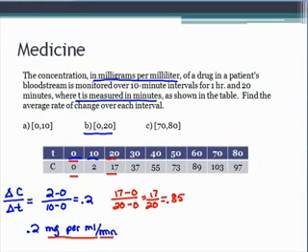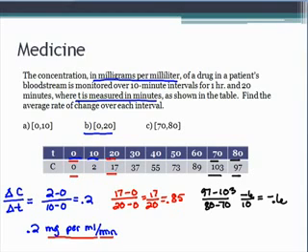And then the last one, from 70 to 80. So the change in the concentration. When we ended, we were at 97. 10 minutes before, we were at 103. And then 80 minus 70. So here we get a negative 6/10, or a negative 0.6. Once again, milligrams per milliliter per minute.